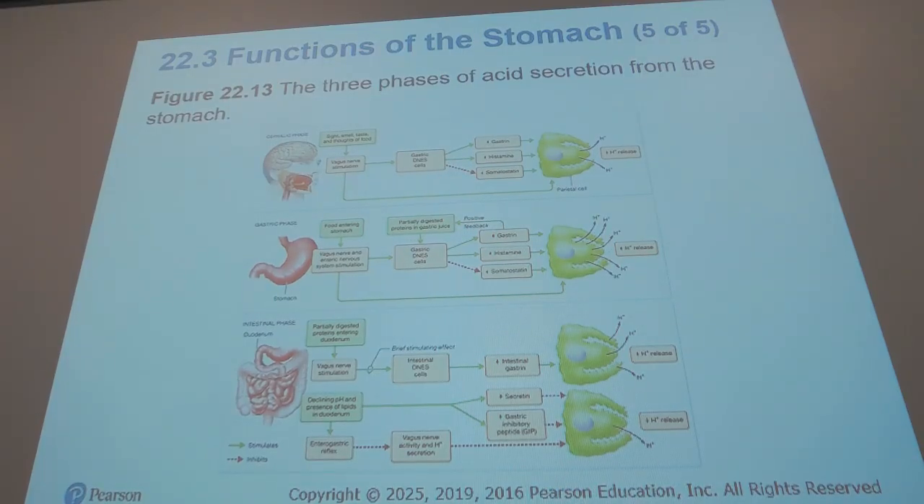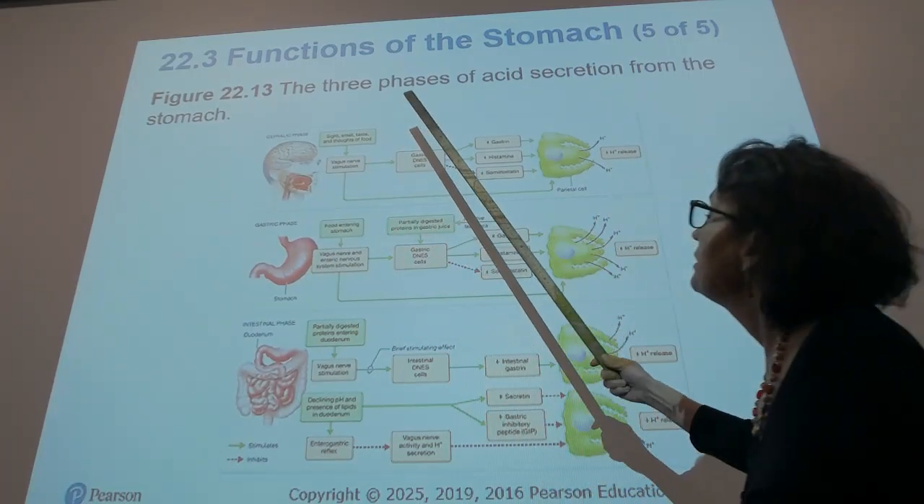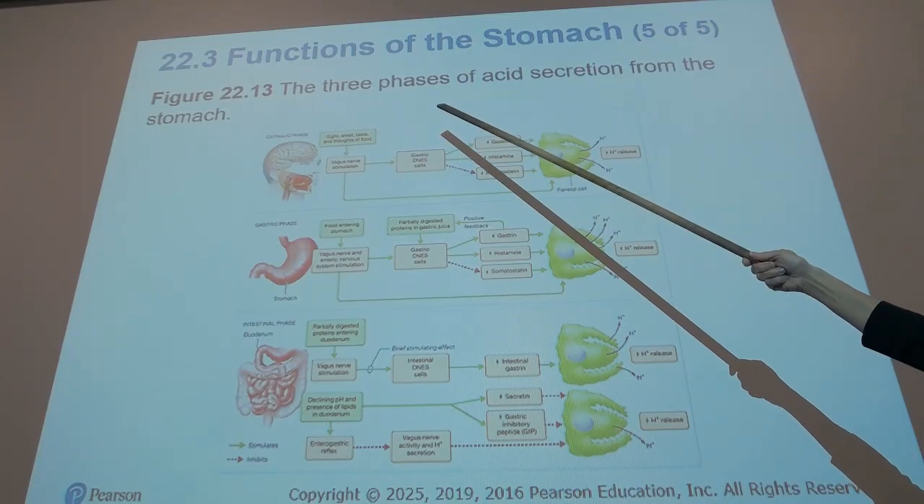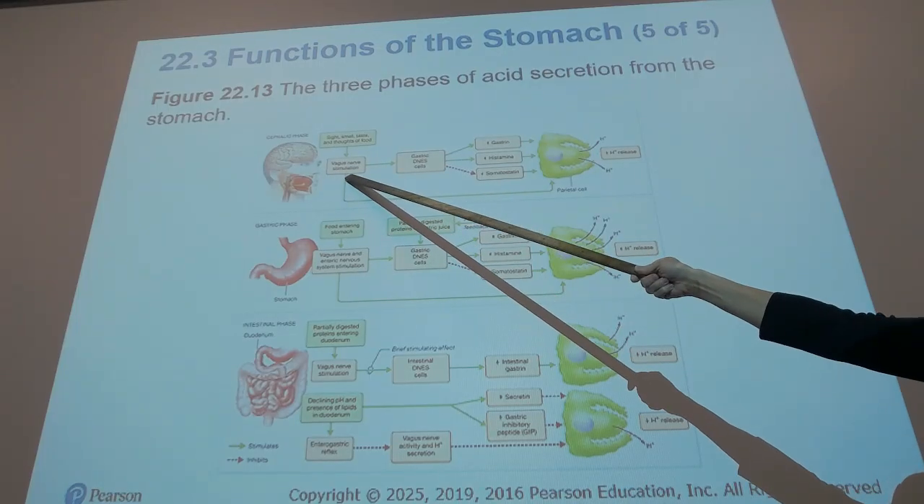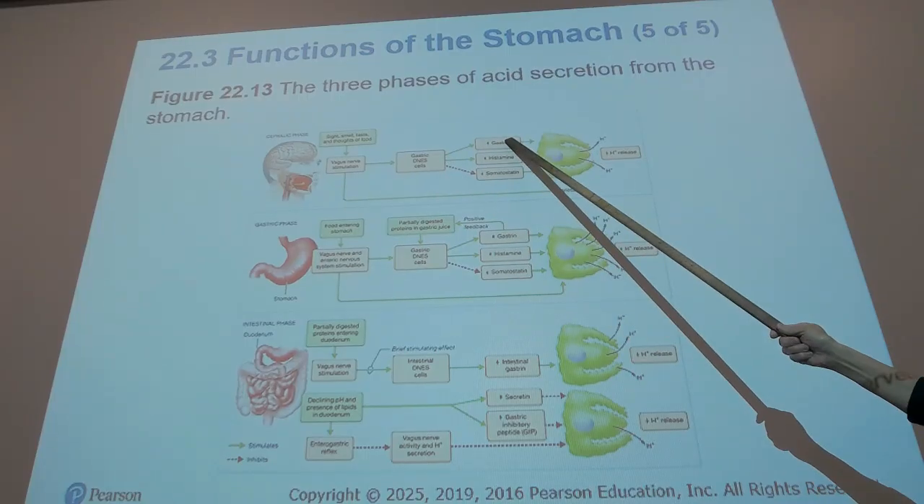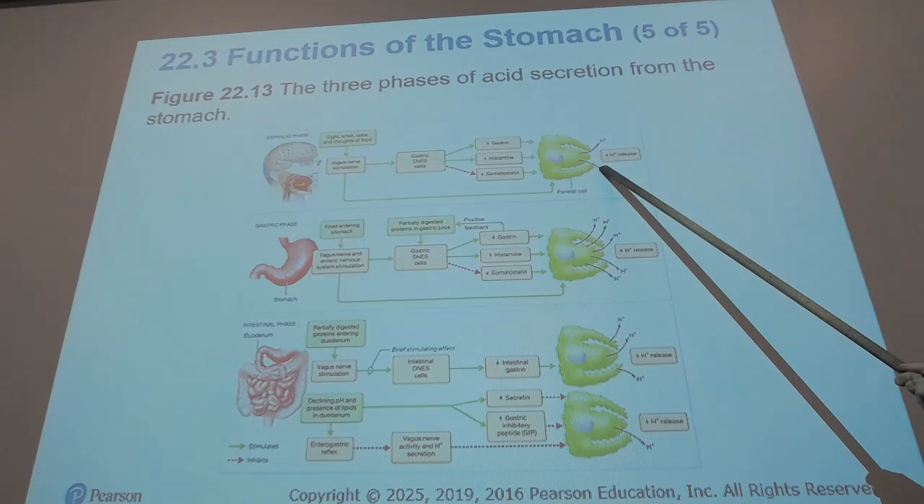So now, our hydrochloric acid is secreted during the 3 phases of digestion. We have the cephalic phase, which is basically when you smell, when you see, or when you have stimulating thoughts by thinking about food. That will stimulate your vagus nerve. Your vagus nerve is going to stimulate your ENS cells or G cells, so you secrete gastrin, and that gastrin stimulates your parietal cells to secrete hydrochloric acid.